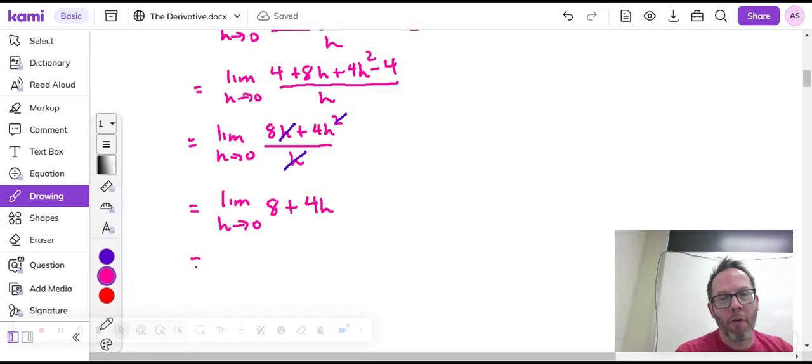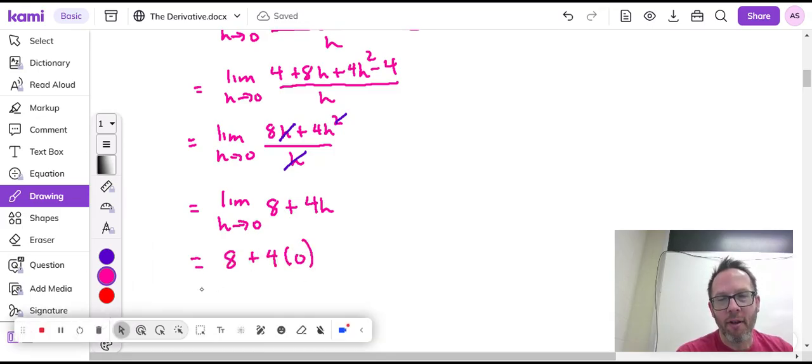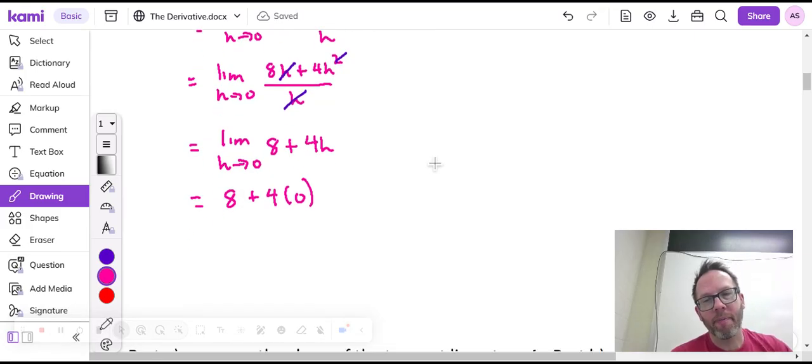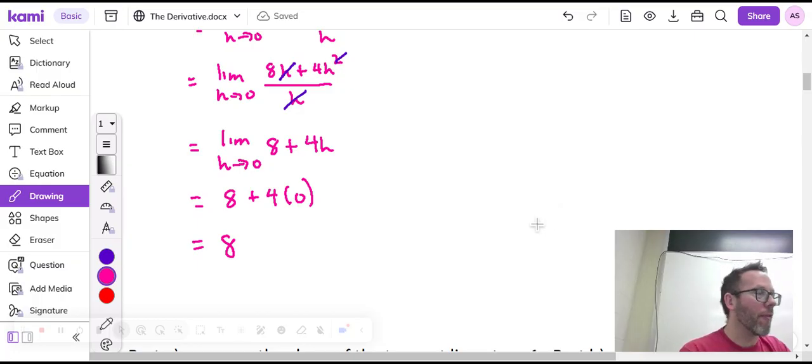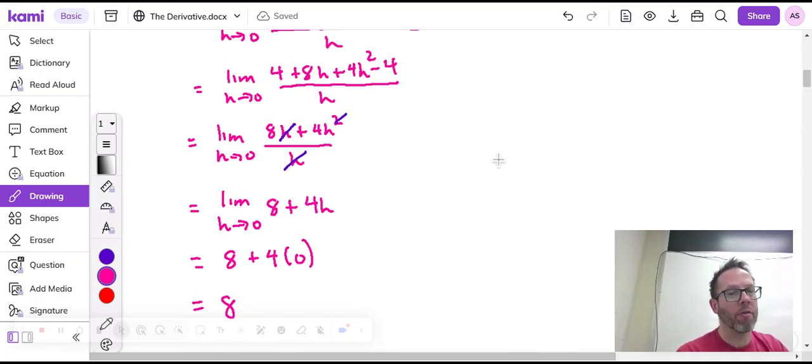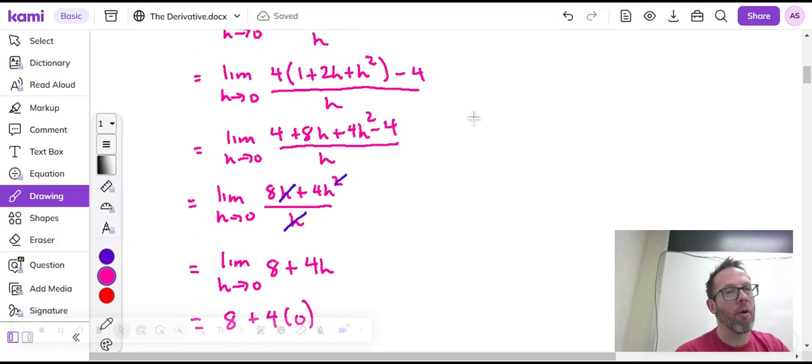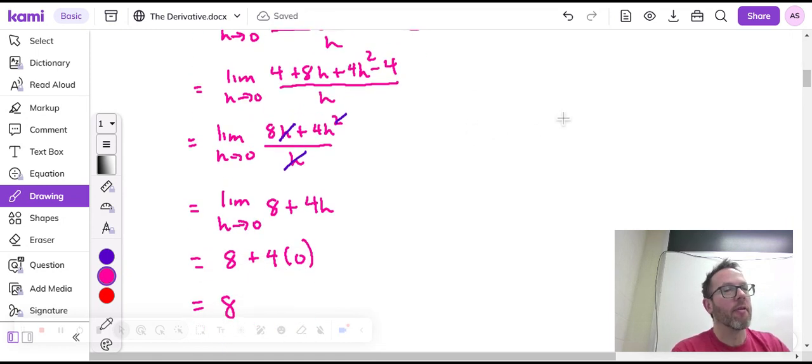Nothing wrong here with plugging in h equals 0. So we have found the slope of the tangent line to this function at x equals 1 is exactly 8. Now, if we want to do this again for 2, 3, 4, and 5, with our current tools, we would just have to redo the whole thing.